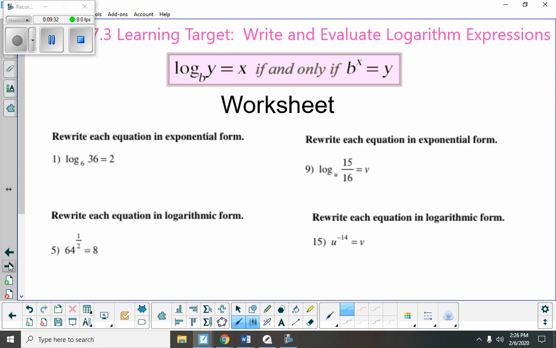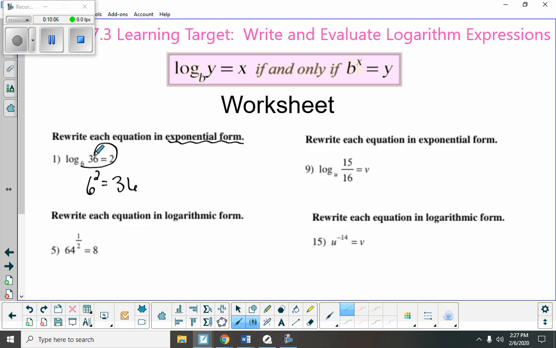Now we're going to do a worksheet just to practice writing the different forms, log form and exponential form. The first problem says log base 6 of 36 equals 2, and we're supposed to rewrite that in exponential form. Well, the base is 6, so you write 6 to the second equals 36. Let me rewrite that. My pen went a little crazy there. So 6 to the second equals 36.